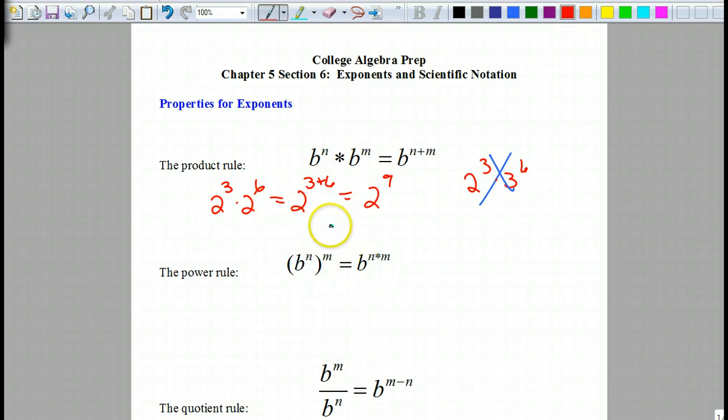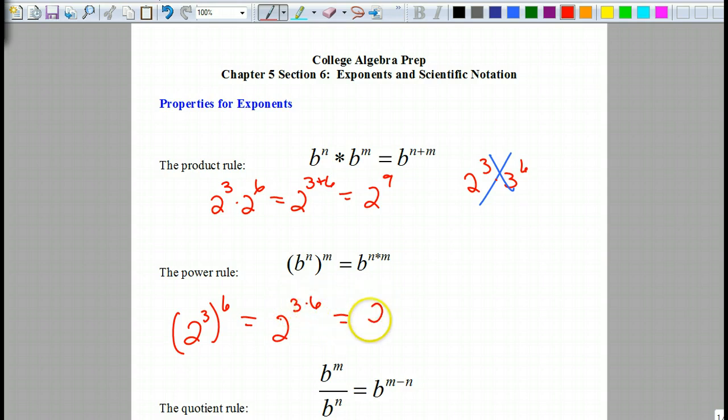So the power rule, we're going to actually take the same number. If I have 2 to the 3 to the 6th, that's the same thing as saying 2 to the 3 times 6, which is 2 to the 18th. Okay? And for the quotient rule, you're actually subtracting the exponents. So I'm going to have 2 to the 6th over 2 to the 3rd. I subtract that out, I have 2 to the third.